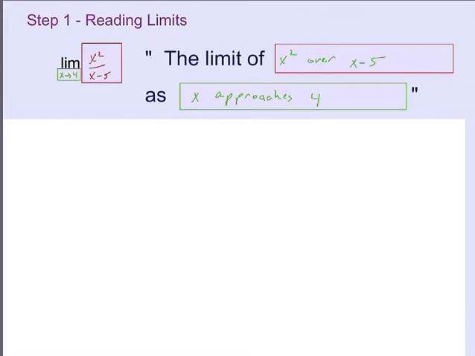So anytime you see notation like this, the limit of x squared over x minus 5 as x approaches 4, the order isn't as important. The fact that we say the function first and the approaches second, that's not as important. But the words of and as are incredibly important here. It's the limit of whatever that function is as x approaches some number.